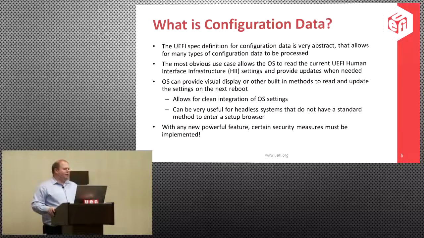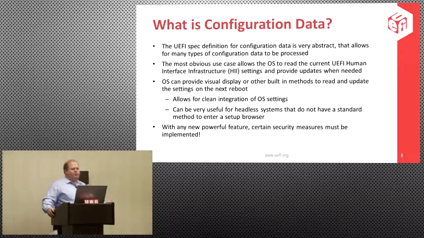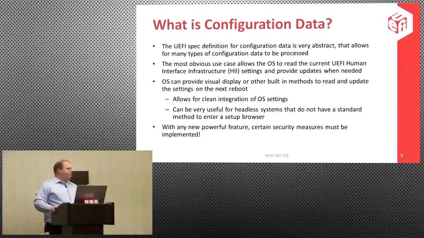The UEFI spec is very abstract when it comes to defining what configuration data is. It basically doesn't typify it at all. The most obvious use case is the HII configuration data, because in UEFI that's the real configuration data. But it could be extended to other uses as well. Now what could the OS do with this? The OS could provide a visual display, command line display, or whatever type of interface it wants to all of the exposed configuration data. This works extremely well for headless systems.